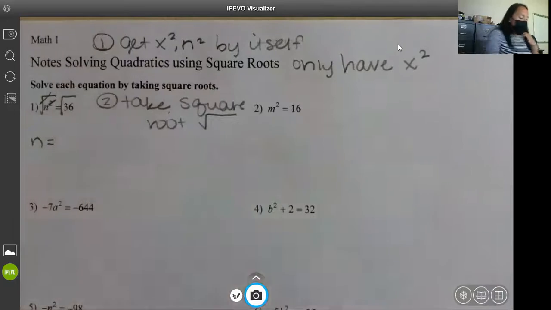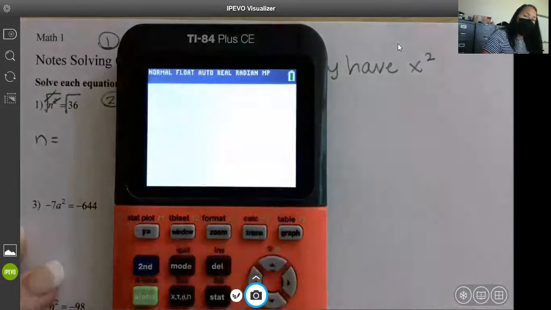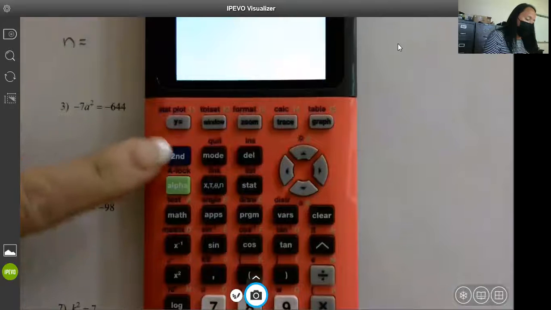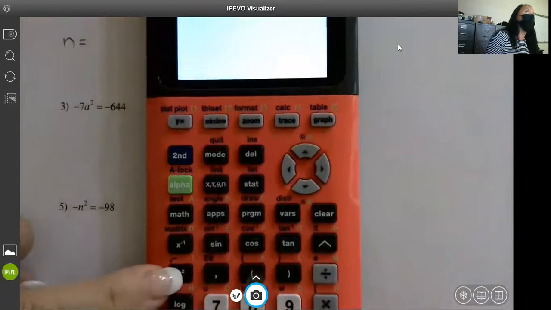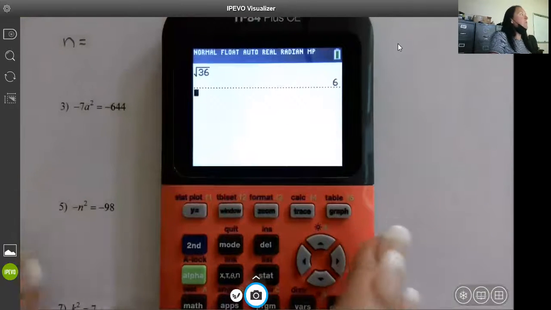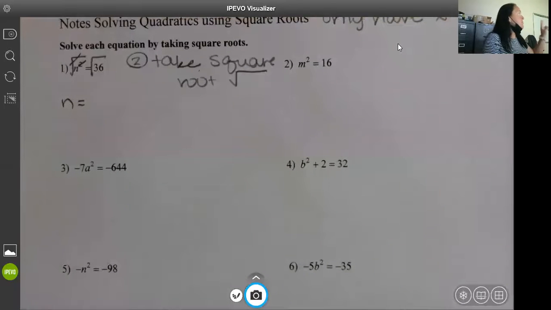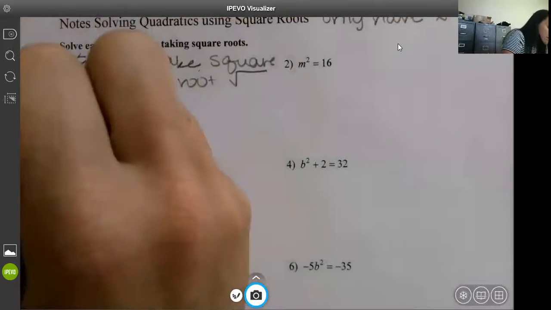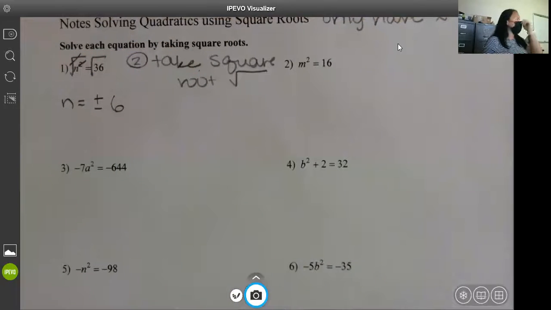And then for this first one, it's going to work out really nice. To do this on your calculator, you do second, we've already done this before, and this x squared right here. It gives you the square root sign, and we're going to type in 36. Now, what you need to remember, guys, there are always 2 answers. The 2 answers are positive and negative 6.